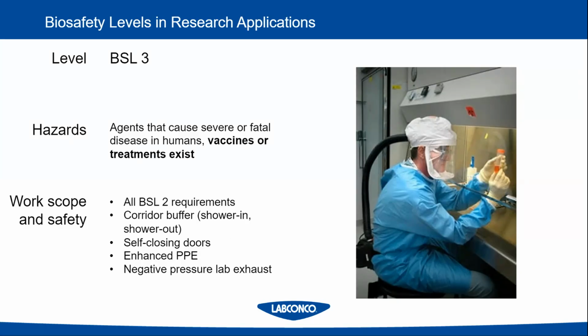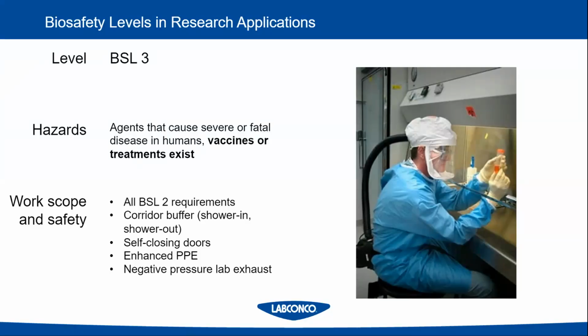BSL-3, this is working with pathogens that could cause severe or fatal diseases in humans, but we have treatments. At first, when COVID was first being researched, it was a pretty serious virus, and COVID was initially classified as work done only in the BSL-3. Now that we have a vaccine and treatments exist for COVID, it's actually been downgraded to BSL-2. So there's an example of a real-world pathogen, and how it's used in different biosafety labs.